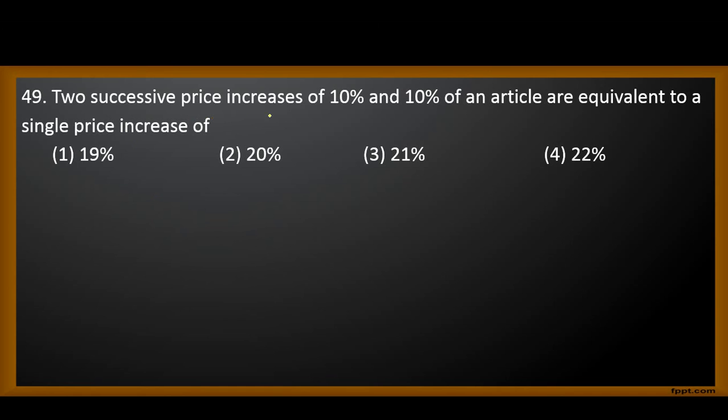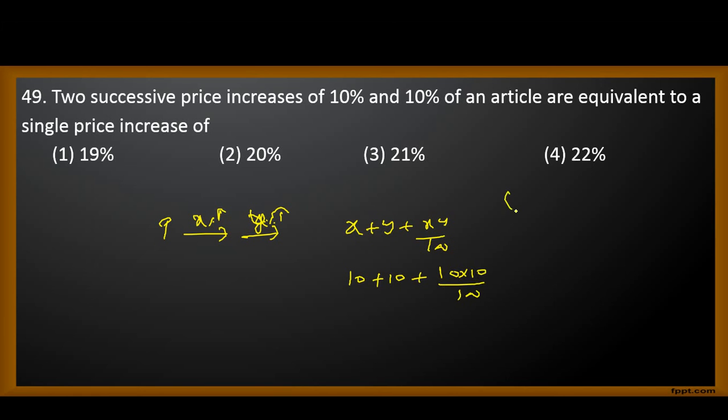Two successive price increases of 10% and 10% on an article are equivalent to a single price increase of, simple, if a value is increased by x percentage followed by y percentage, the overall change is x plus y plus xy by 100. Here, given that x is equal to y, which is 10, so 10 plus 10 plus 10 into 10 by 100. Okay, so that equals 21%. Option 3 is the answer.